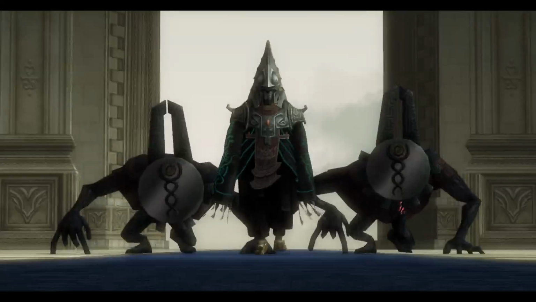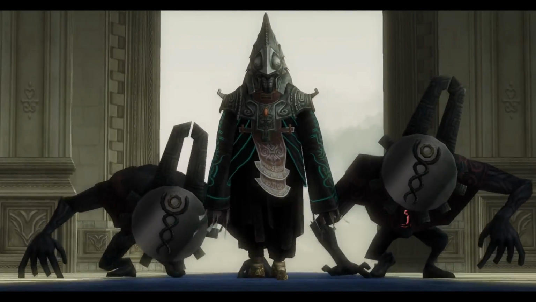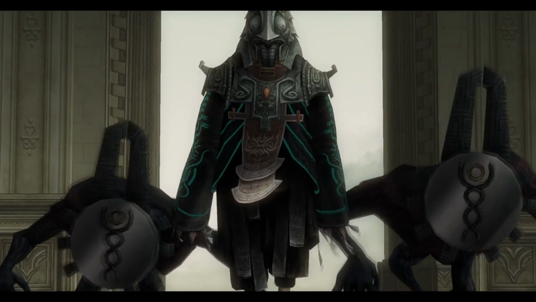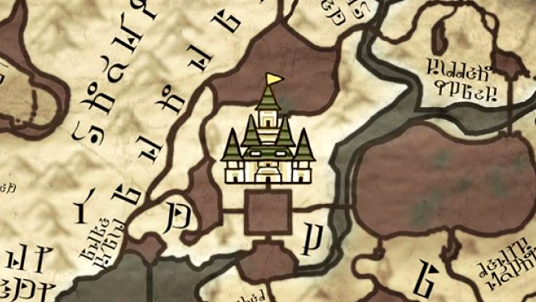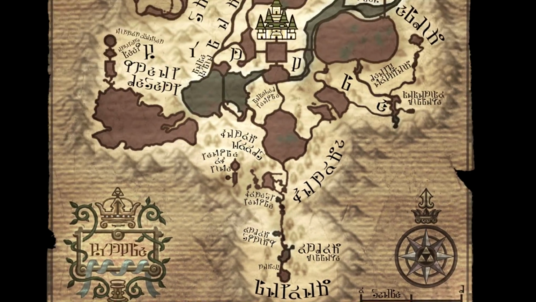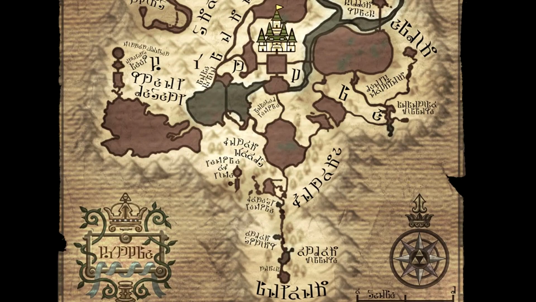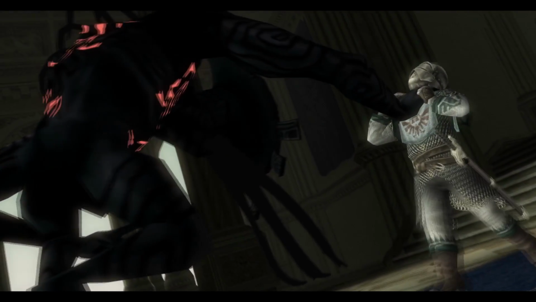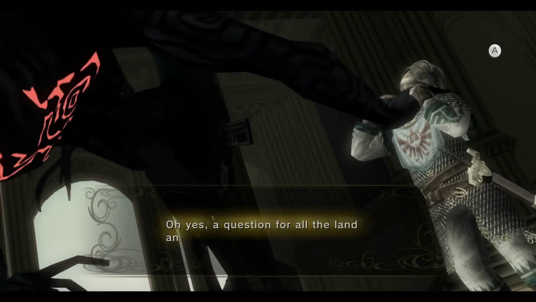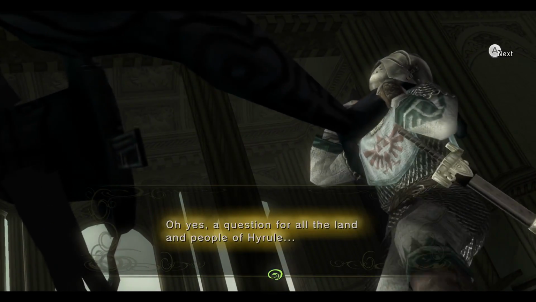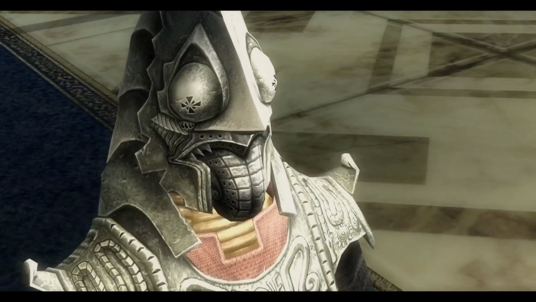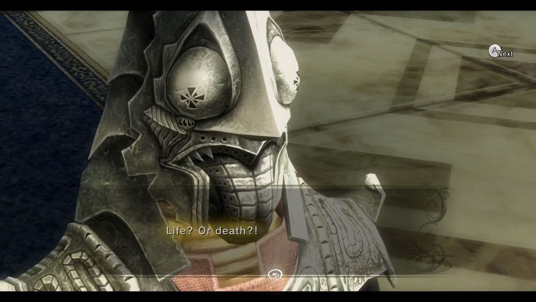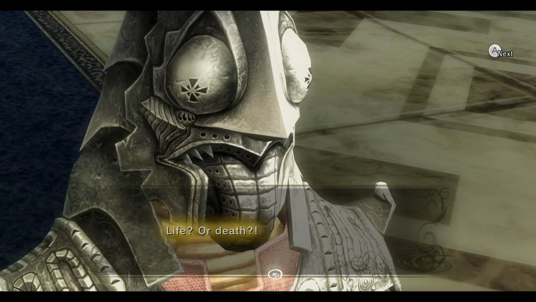At this stage, Zant has already begun tearing through Hyrule Castle as the Twilight has spread as far as Ardon Village, which we can see on the map is far south from the castle itself, the place Zant was focused on. And Zant himself says during the invasion, "Oh yes, a question for all the land and people of Hyrule." Implying by the stage of this breach on the throne room, the rest of Hyrule has already been seized.